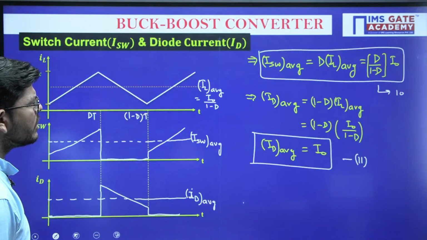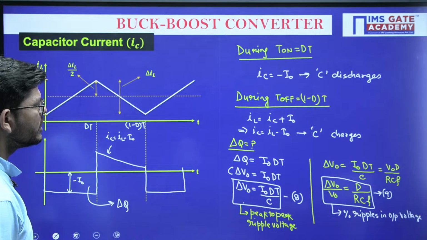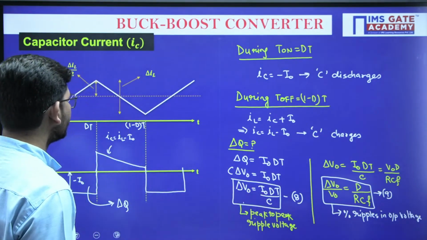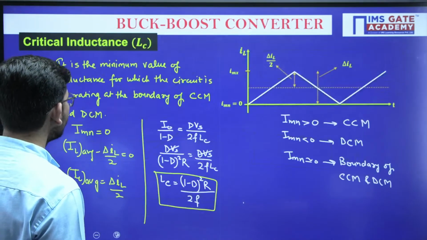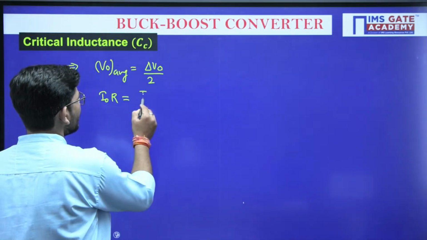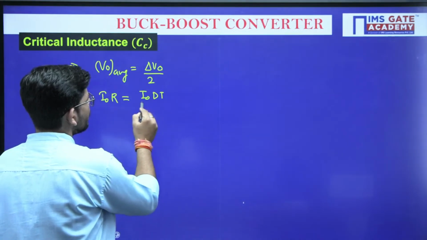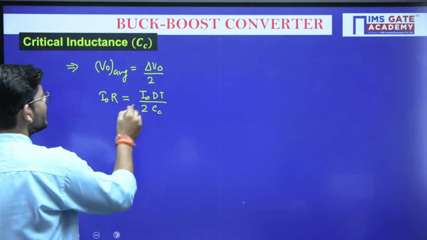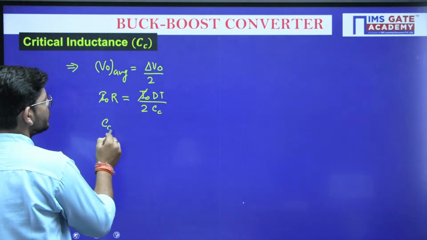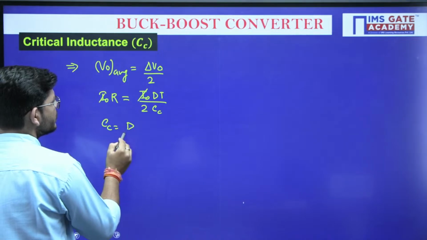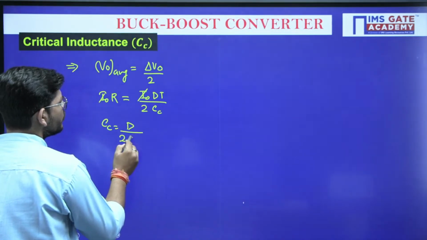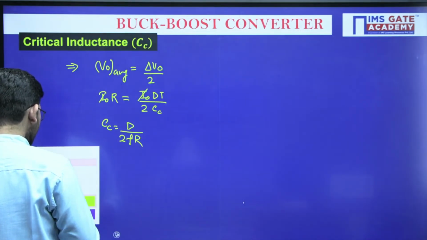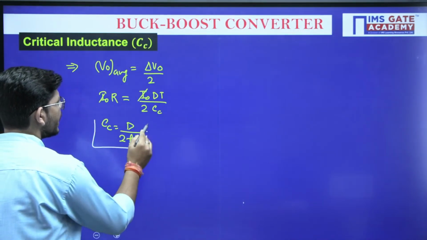What is del V naught? Del V naught is basically I naught dt upon C. Now C will become Cc here. I naught and I naught get cancelled, and what will be the value of Cc? The Cc value that we will be having is d upon 2 Fr. That will be the value of critical capacitance that we will be having here.